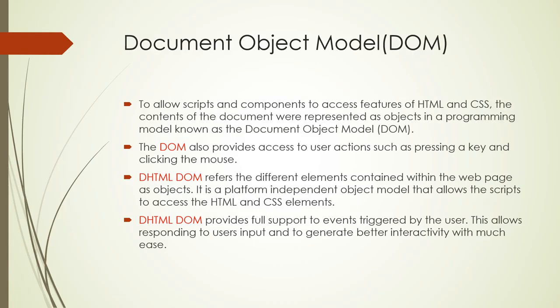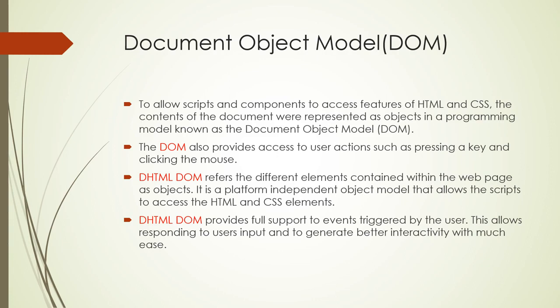DOM, also known as the Document Object Model, allows scripts and components to access features of HTML and cascading style sheets. The content of a document is represented as objects in a programming model. We use the DOM in DHTML. Pressing a key or clicking the mouse is handled through the document object model. Different elements contained in the web page are treated as objects. It is a platform-independent object model that allows scripts to access HTML and CSS elements.